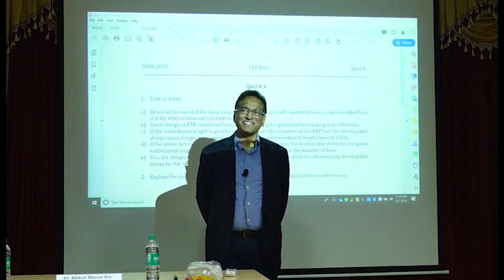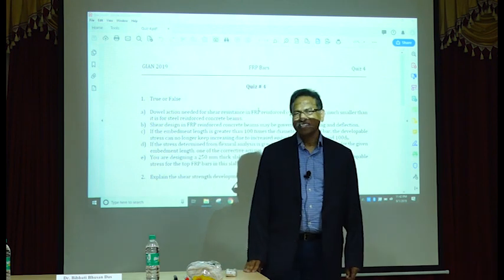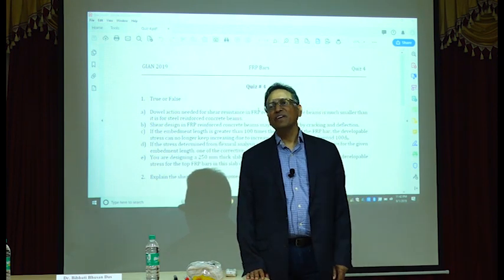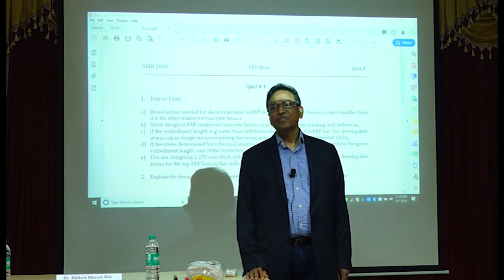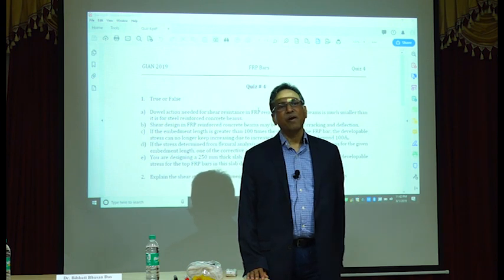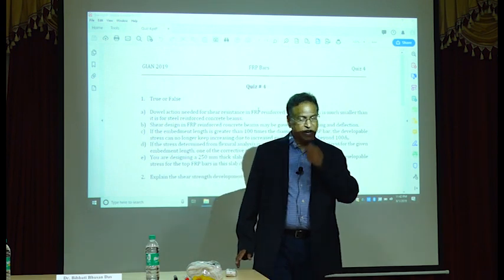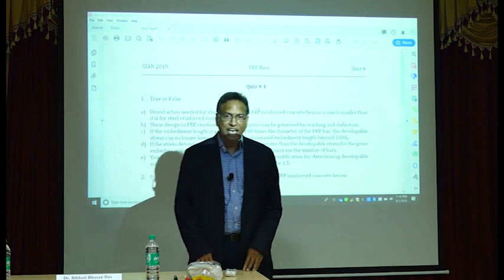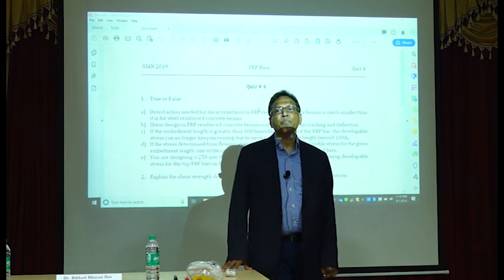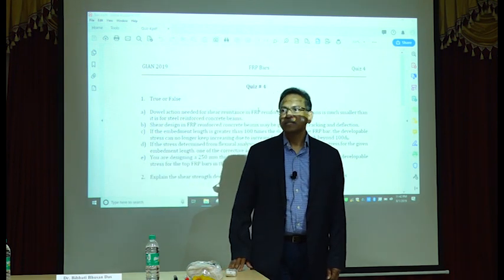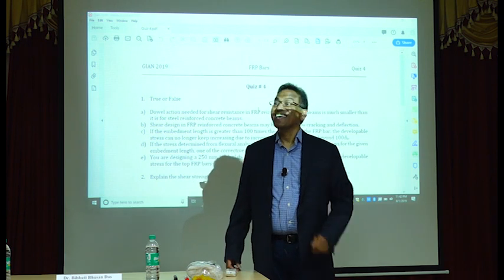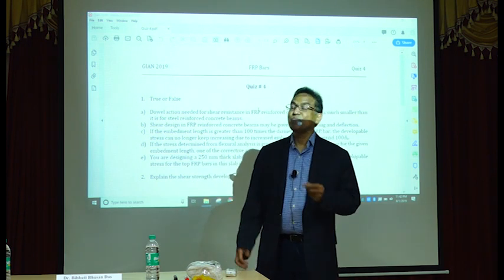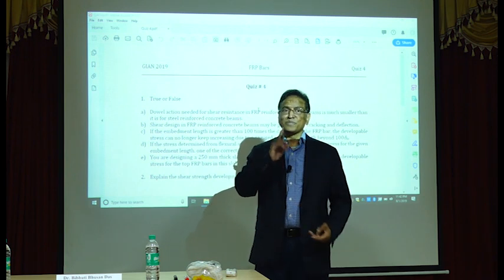Okay, so that's one. Anything else you want to add? Anyone else? Those are, I think, the two most important. In case of development length and splice length, what do you remember? If the beam fails in development length, then we can increase the number of bars. Yes, very good point. That's the most important point.